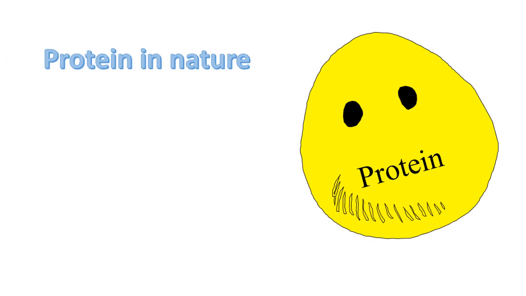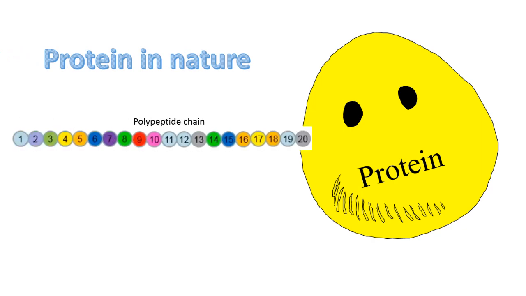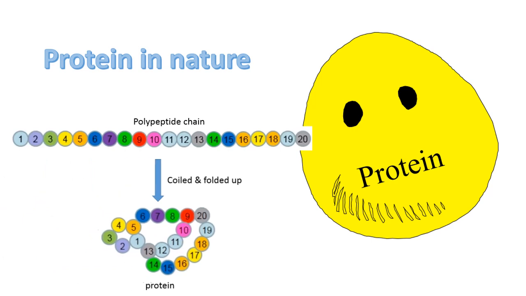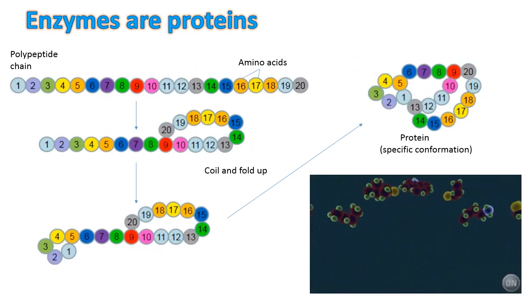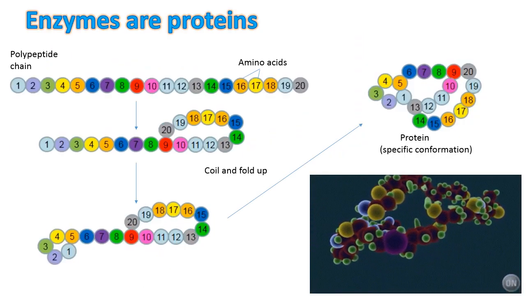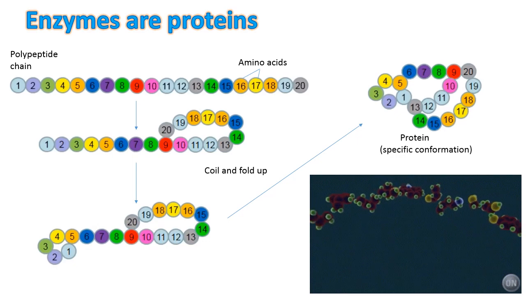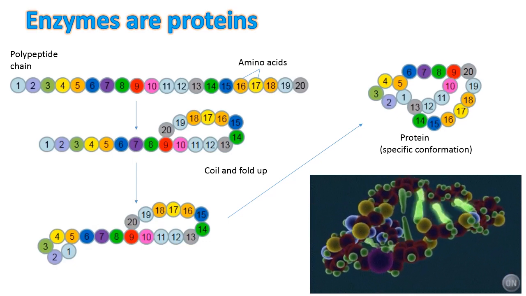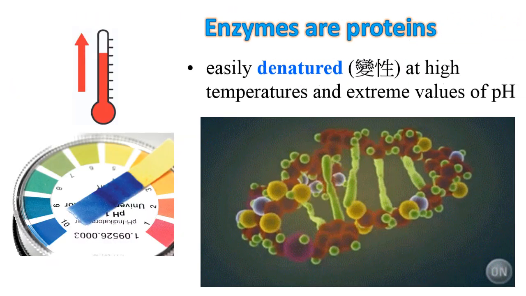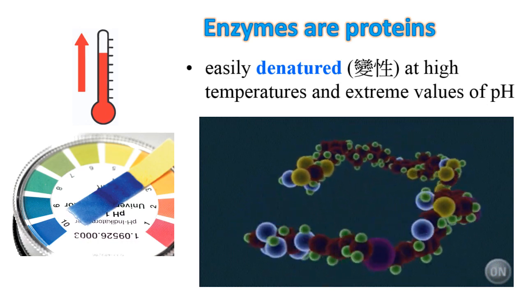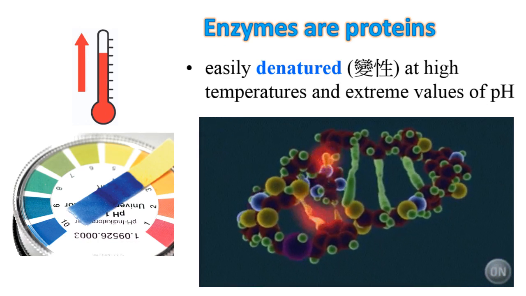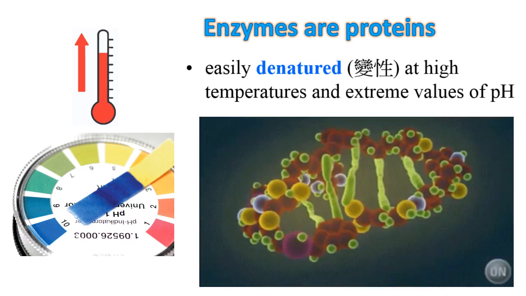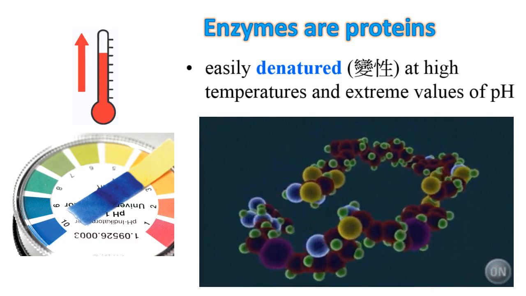Enzymes are made up of protein. They are formed by polypeptide chains, coiled and folded up to form a protein which has a specific shape. The specific shape of enzymes, or the active site, is held by bonds between amino acids. As enzymes are proteins, their structures are easily denatured at high temperatures and extreme pH.